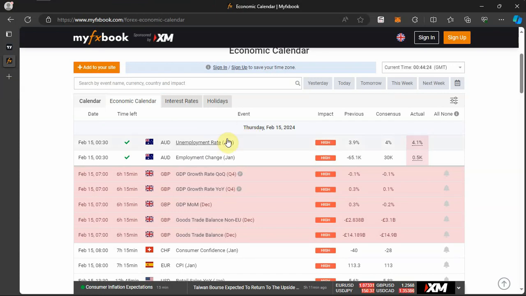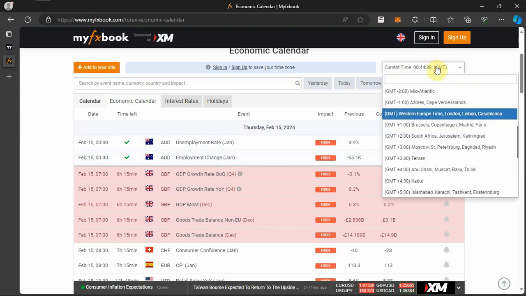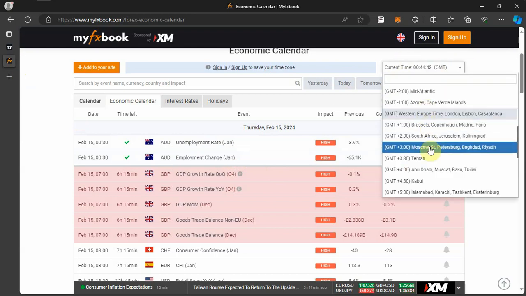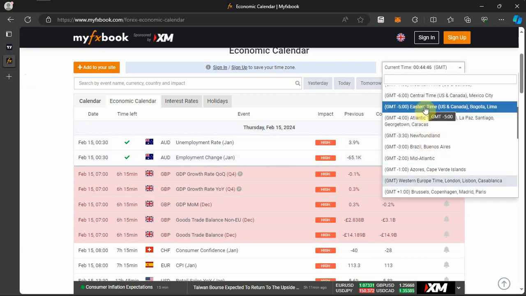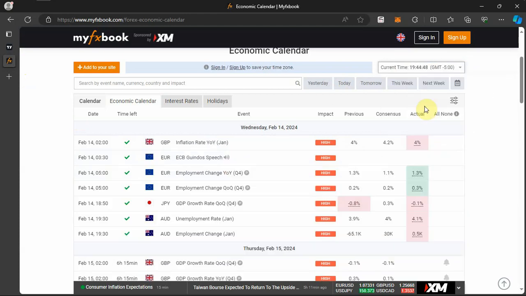All right, yes, this time with GMT. That is why we are seeing this news already happening, during the Asian session. But since I'm using the New York time, let me just change this time to New York. New York should give me -5, so that it will sit in well with whatever I want.